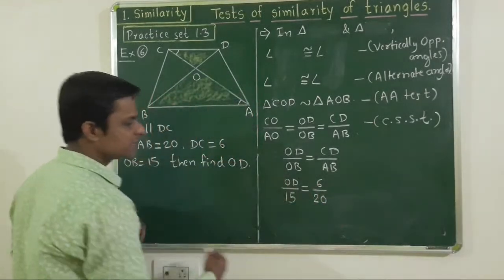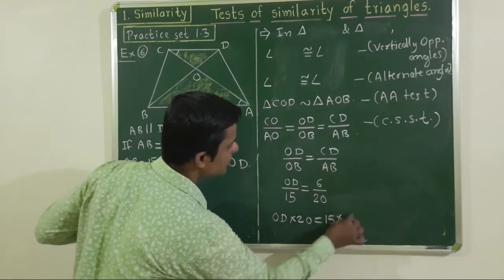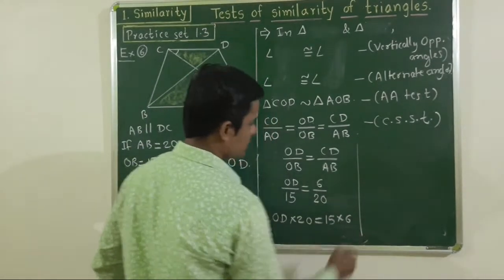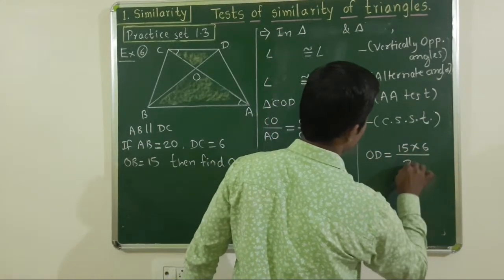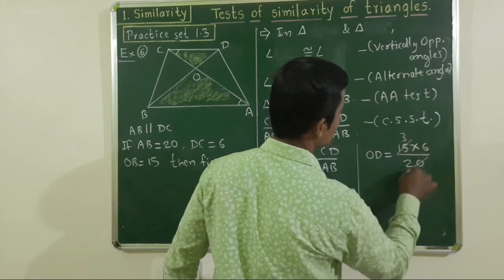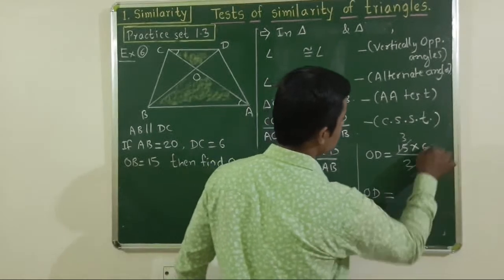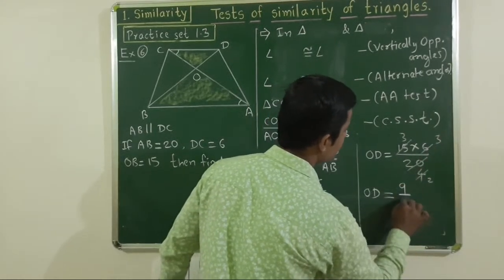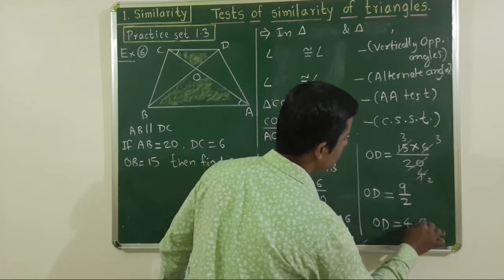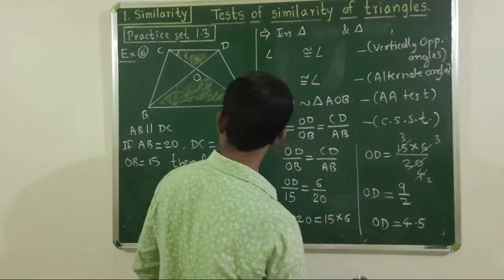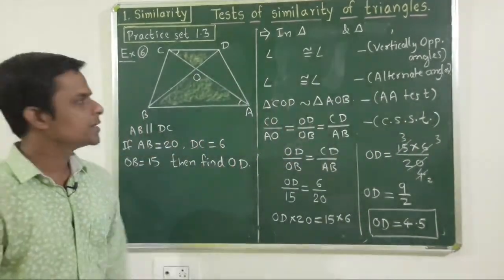Then by cross multiplication we will get OD into 20 is equal to 15 into 6. Therefore, OD is equal to 15 into 6 by 20. Therefore, OD is equal to 9 by 2. Therefore, OD is equal to 4.5. It means we have got OD here.